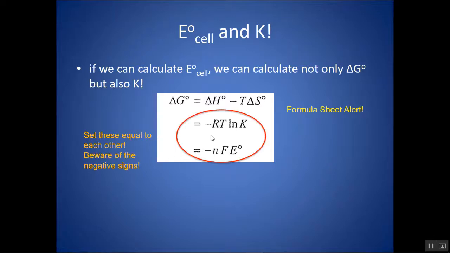And just beware that both of these have negative signs. So you're going to end up noticing that if E of the cell is a positive number, meaning that it's thermodynamically favorable, you're going to get a K that's larger than 1, which makes sense. It favors the products. It favors going forward. It is thermodynamically favorable.